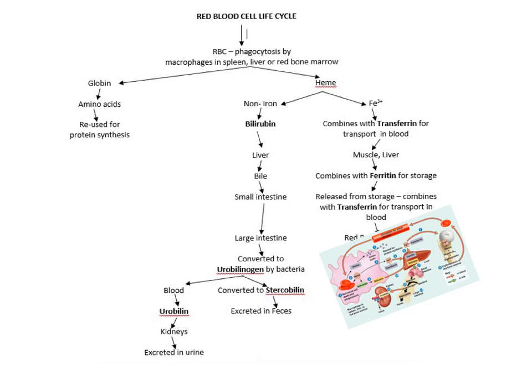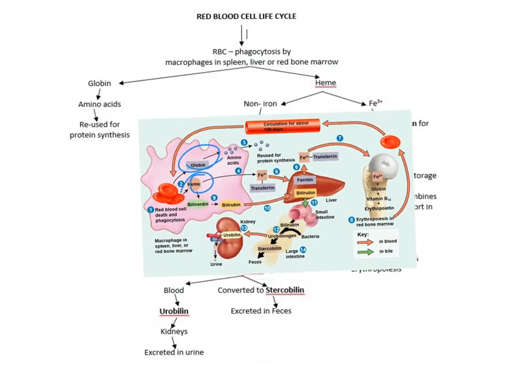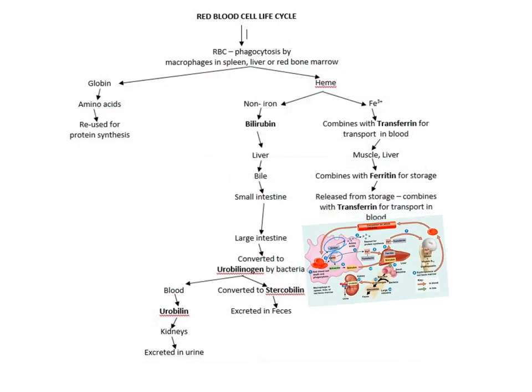Now let's look at step number 2, which is the red blood cell being broken down into its component parts, which is going to include globin, the protein part, and the non-protein part, which is going to be the heme. Looking at the flow chart, we can see that this is occurring right here, where it is being broken down into globin and into heme, so that would be step 2.